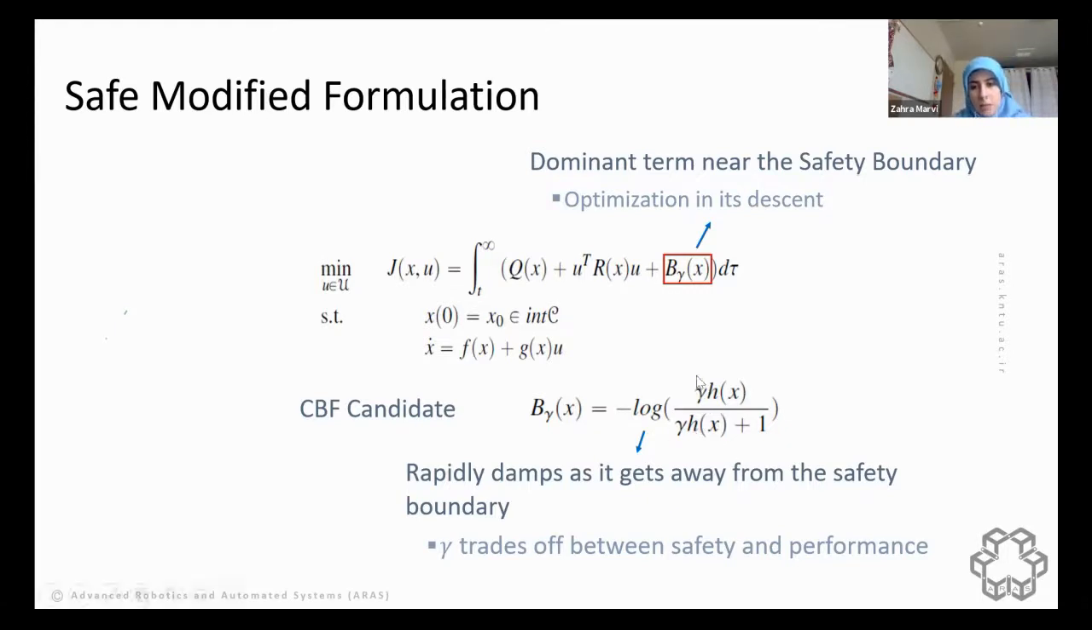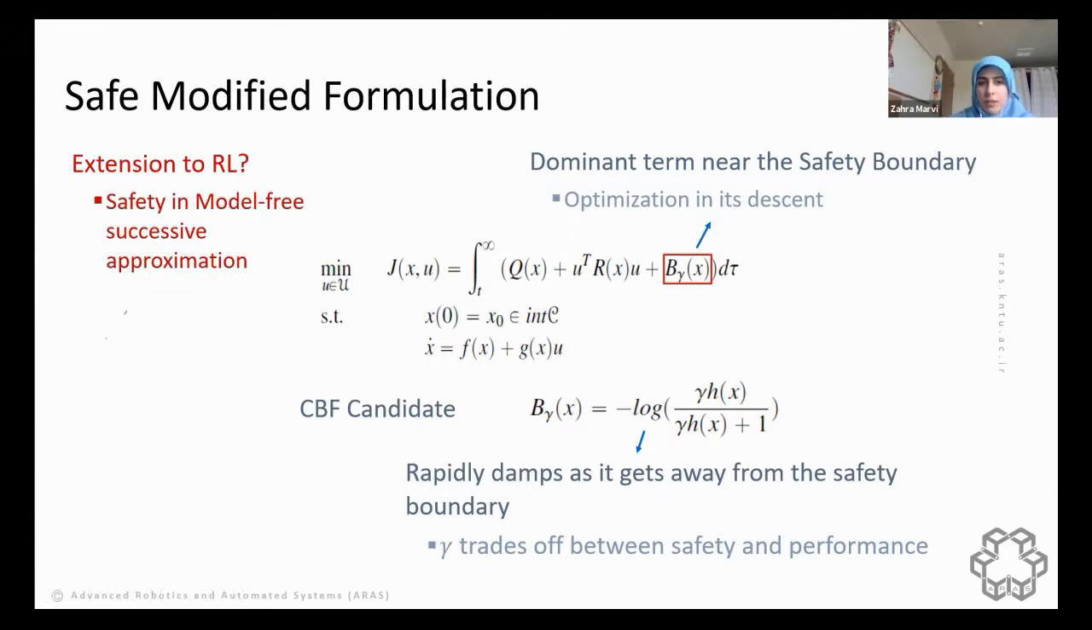And also with this parameter gamma, we can trade off between safety and performance. And by performance, I mean the original controller that we had, where we wanted to minimize this long-term cost function. In this formulation, we just don't say, let's avoid the risk. We are also planning for that. So it's an optimized safety. But the thing is that we want to have safety in a model-free successive approximation.